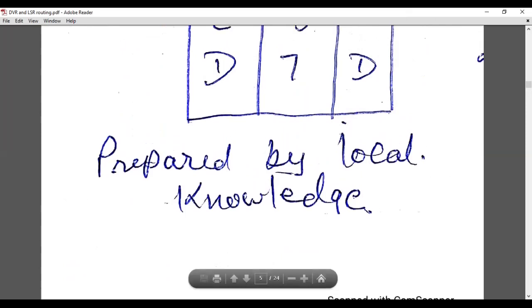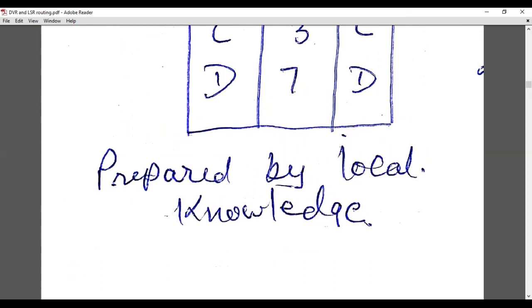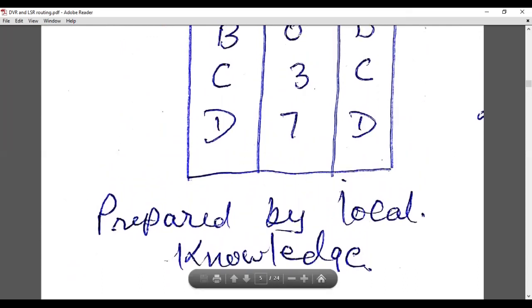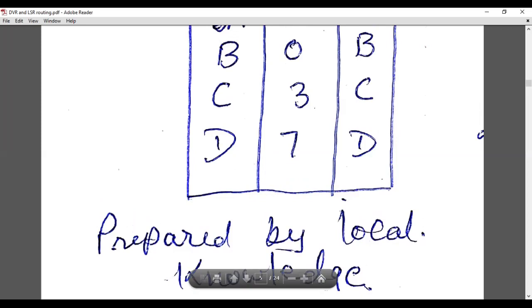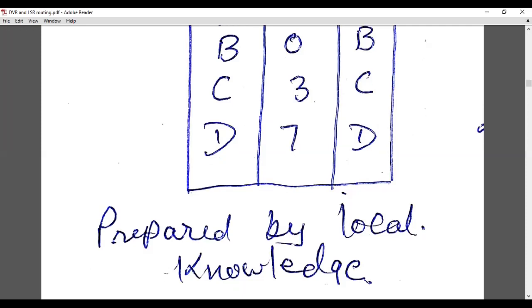In DVR, every node knows only about its neighbors, and it will never know about a node which is not its neighbor. So only the nearest neighbor information is present with the router, and the table is prepared based upon local knowledge, using what it knows from its neighbors. The second rule is that every node knows how many routers there are in total inside the whole network. Using that, it is going to prepare these tables in an iterative manner.